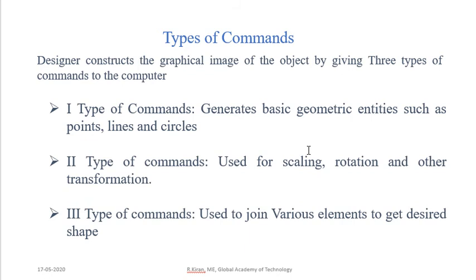As a fundamental step, the first step of the commands will generate the basic geometrical entities such as points, lines, and circles. By making use of these points, lines, and circles, we are able to create the model of the component. The second type of command is that, whatever geometrical entities have been created, we can perform different types of transformations on them.